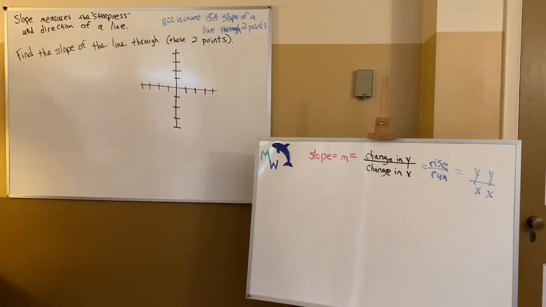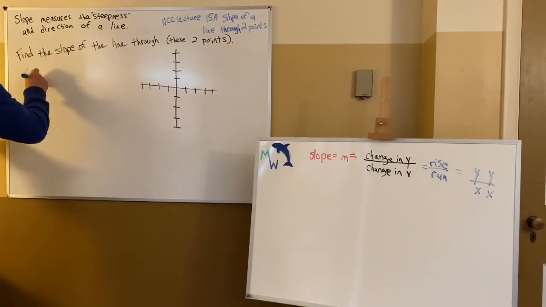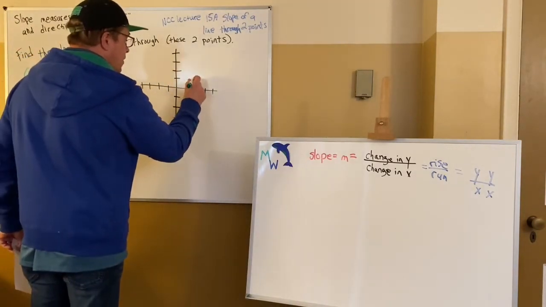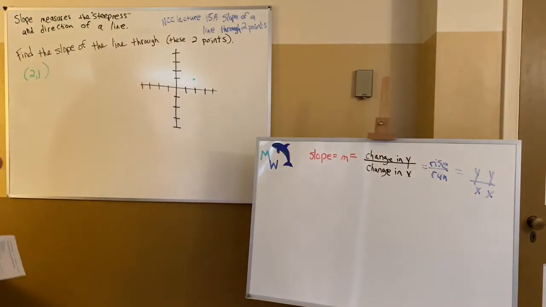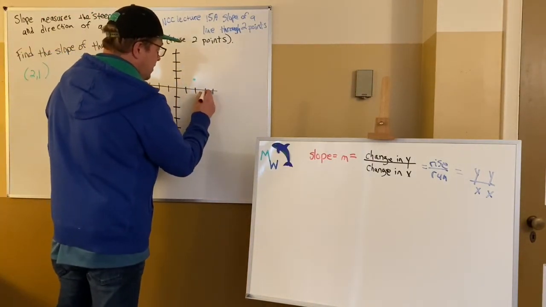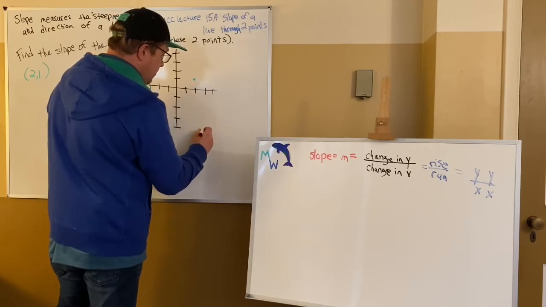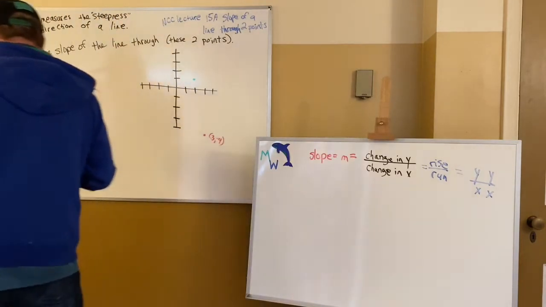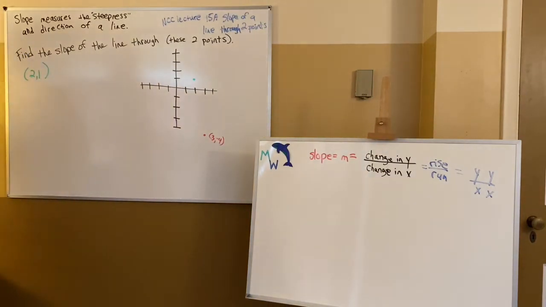So we're going to start with the point 2, 1, which is 2 for x, 2 to the right of the origin, and 1 above the y-axis in the first quadrant. There's my 2, 1. And we're going to end at the point 3, negative 4. So start back at the origin, 1, 2, 3, and then downward 1, 2, 3, 4. That is 3, negative 4. The other one was the point 2, 1.